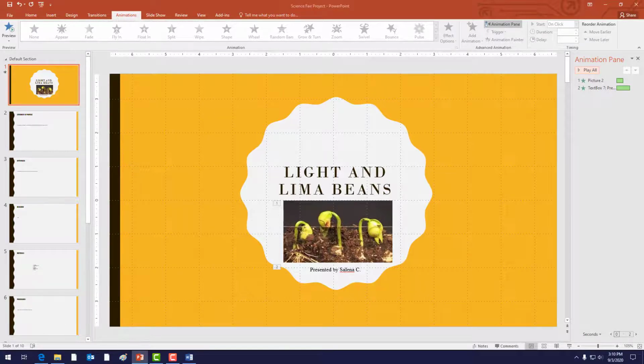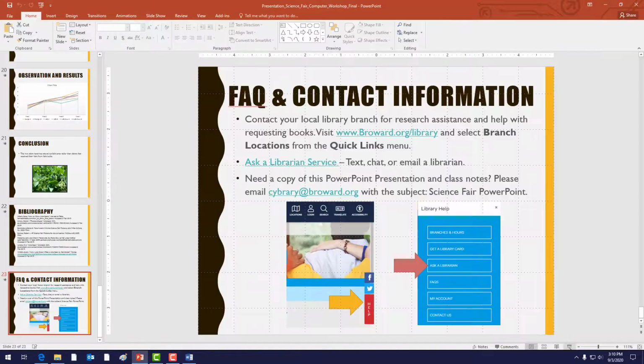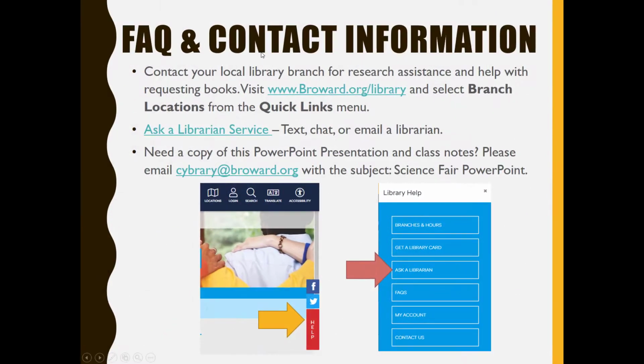So just to review, remember, if you have any questions or want a copy of this PowerPoint presentation, remember you can email cybrary@broward.org with the subject of Science Fair PowerPoint. Please put a subject so I know what the email's about. If you need help with finding books and websites and databases and journal articles and images and things of that nature, you can visit our library catalog and search for physical books. You can also go to Ask a Librarian service.